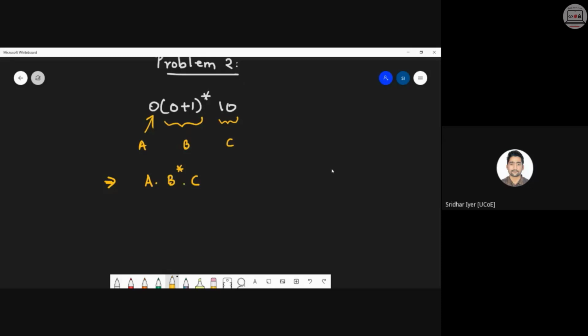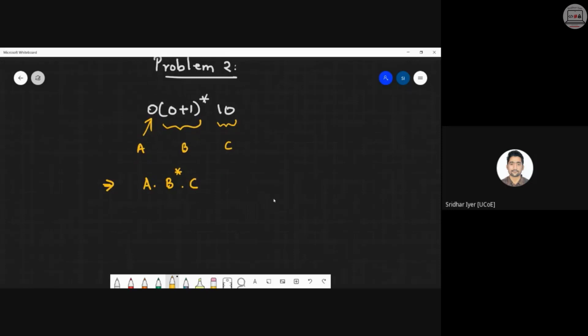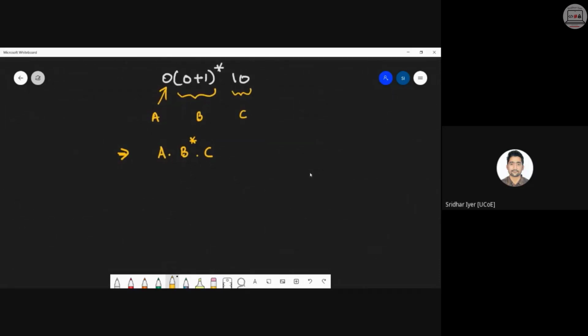There's a dot in between. If you even omit the dot, it's no issue. I'm converting the entire regular expression into simpler sub-expressions. So it is basically A dot B closure C. Clear with this? Now construct regular expressions for each of these parts and then combine them together. This is what we do for a 10 marks question.